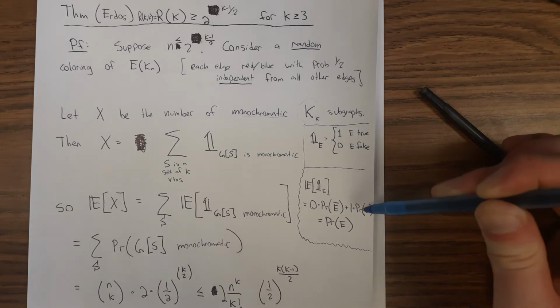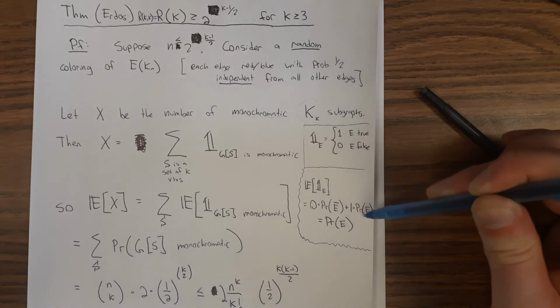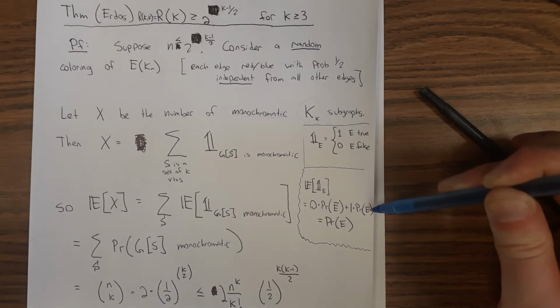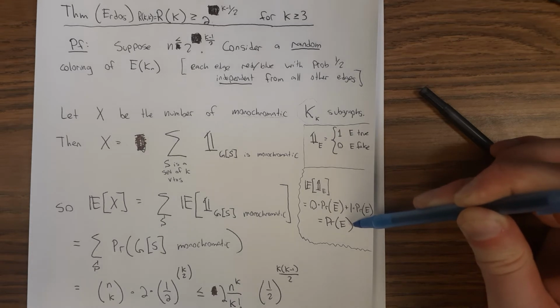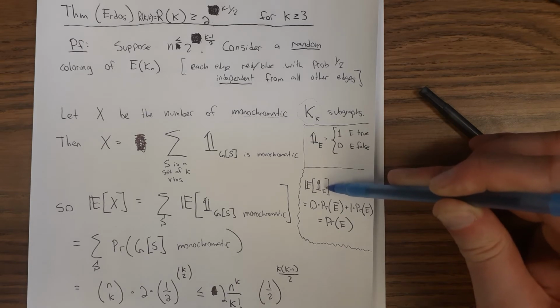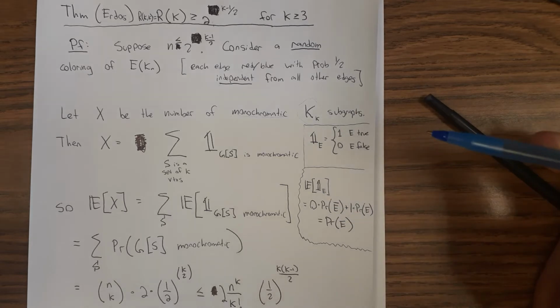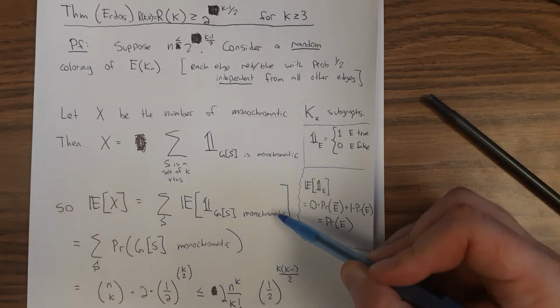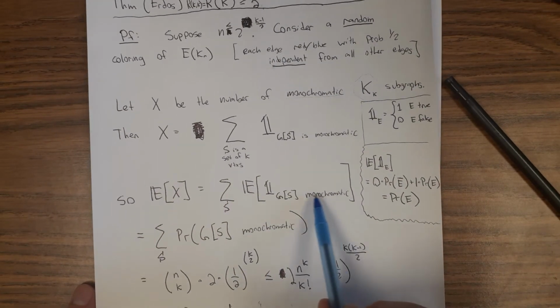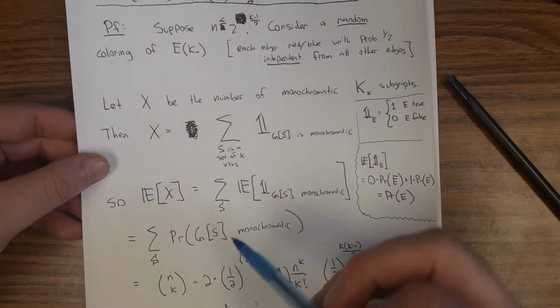But anyway, the other outcome is that the indicator variable would be 1, and that happens with this probability. And this is the term that does matter, so in the end, we just get the probability of E. So what I'm telling you is that the expected value of an indicator random variable is just the probability of the event that's written in the subscript. So then we're there.